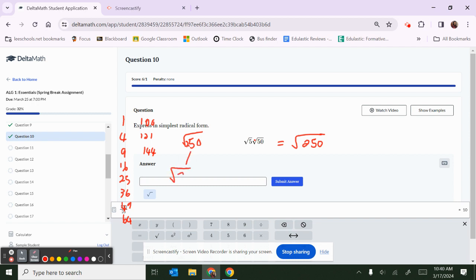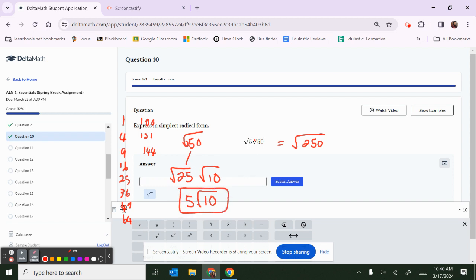Okay, I can divide it by 25, and 250 divided by 25 is 10. So I have a square root of 10. All right, and we know that the square root of 25 is what? It's 5, and the square root of 10 stays the same. All right, and that would be my answer.